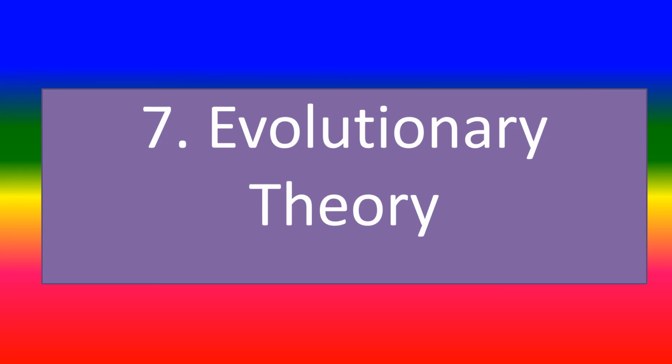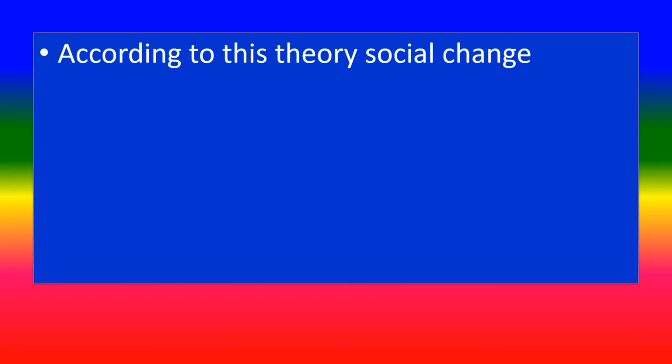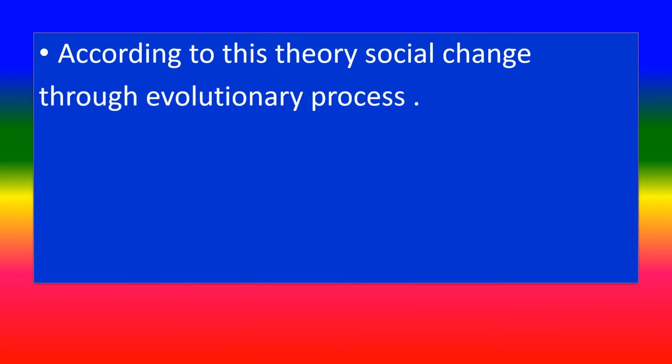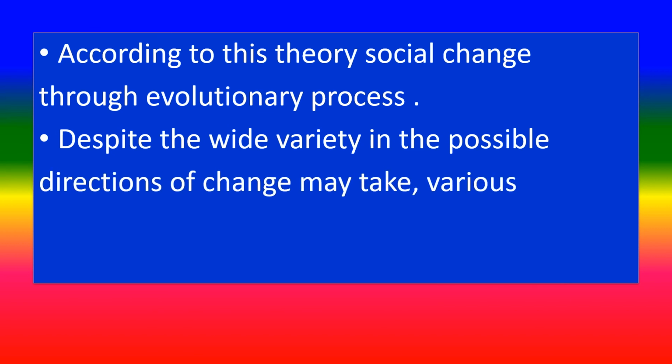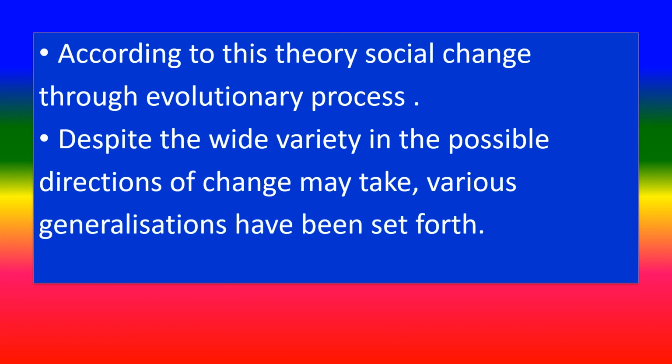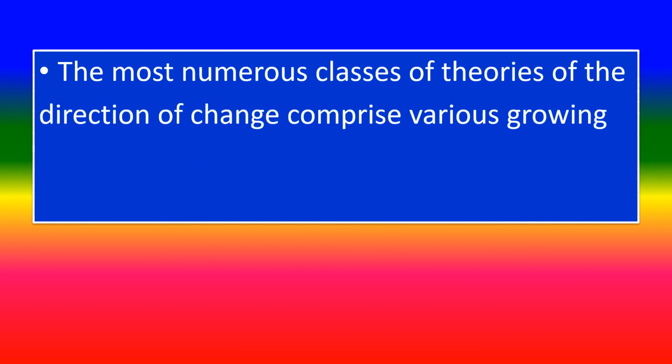Seven, evolutionary theory. According to this theory, social change occurs through an evolutionary process. Despite the wide variety in the possible direction of change, various generalizations have been set forth. The most numerous classes of theories of the direction of change comprise various growing or evolutionary trends.